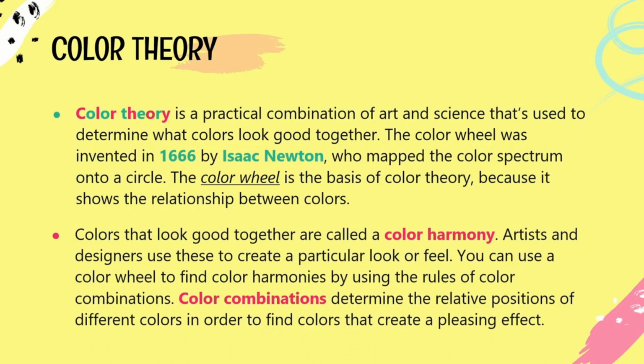Colors that look good together are called color harmony. Artists and designers use this to create a particular look or feel. You can use a color wheel to find color harmonies by using the rules of color combinations. Color combinations determine the relative position of different colors in order to find colors that create a pleasing effect.